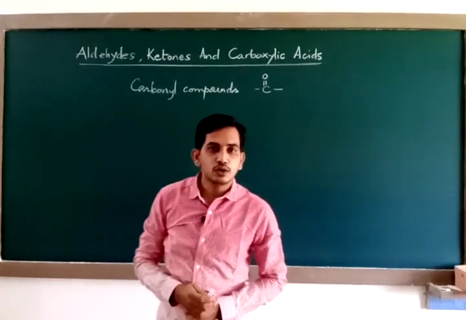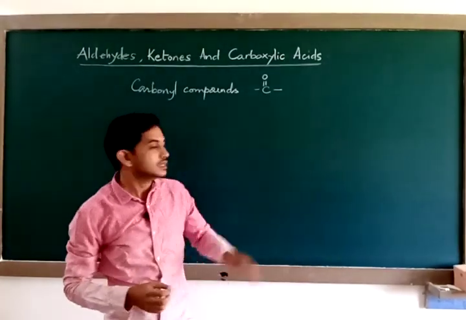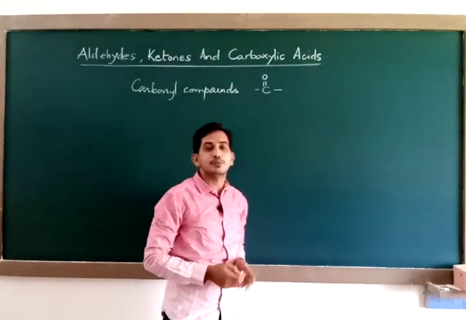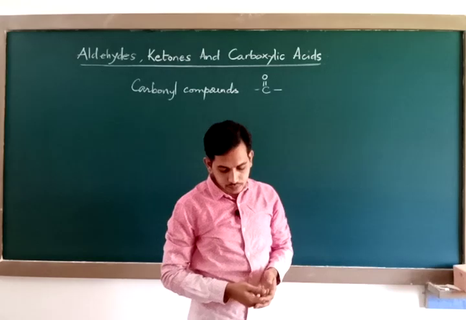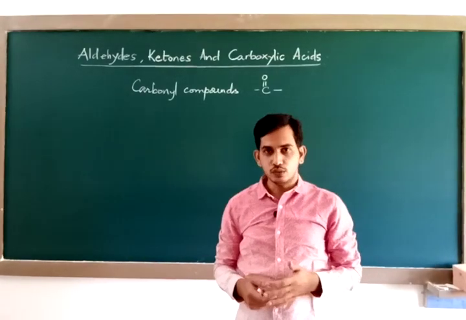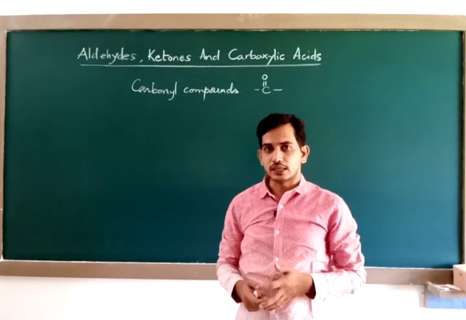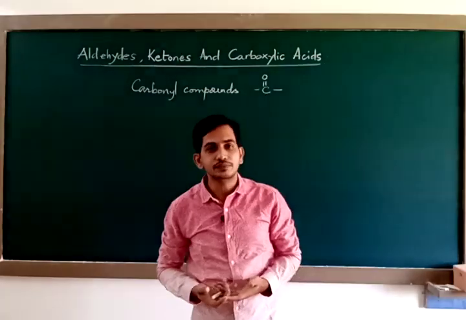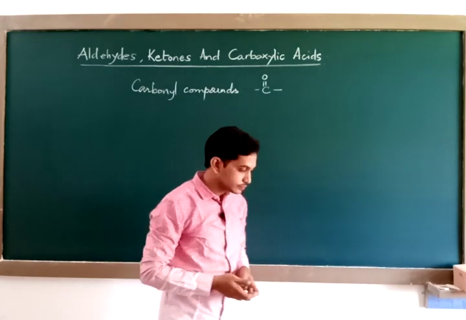What is a carbonyl group? A carbonyl group is C double bonded O. Carbon oxygen double bonded group is called carbonyl group. Aldehydes, ketones as well as carboxylic acids, all the three contain carbonyl group, hence they are called carbonyl compounds.